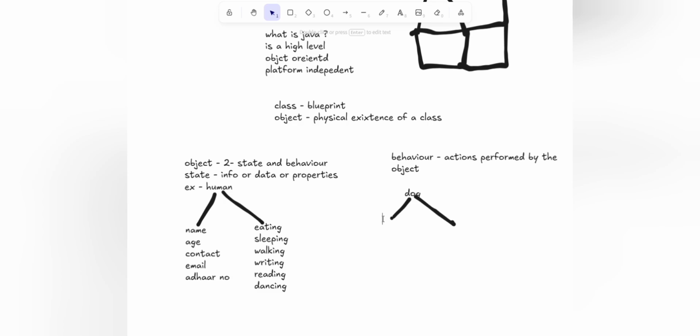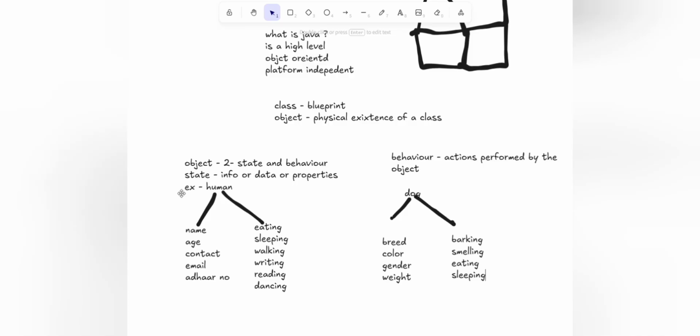How will you identify a dog? According to its breed, and next color, next gender, weight, height. These are the unique identification details to identify a dog. And what does a dog do? A dog does barking, smelling, eating, and sleeping. These are the behaviors that a dog does.